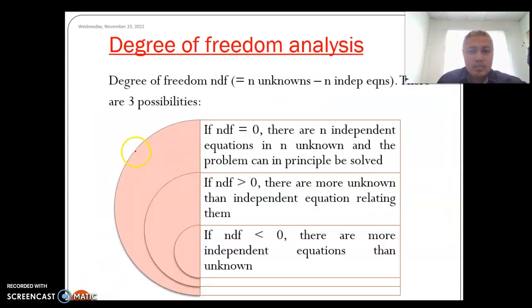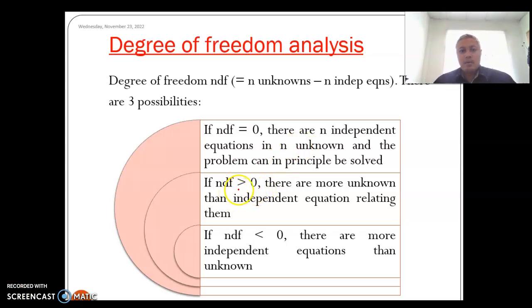And also in the previous class, I have also explained about number of degree of freedom. We can label it as NDF, okay, where number of degree of freedom is equal to n unknowns minus n independent equation. Okay, so there are three possibilities where the first one is number of degree of freedom equals 0. There are n independent equation in n unknown, and the problem can in principle be solved.